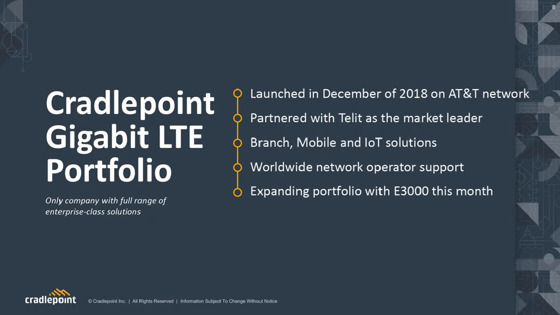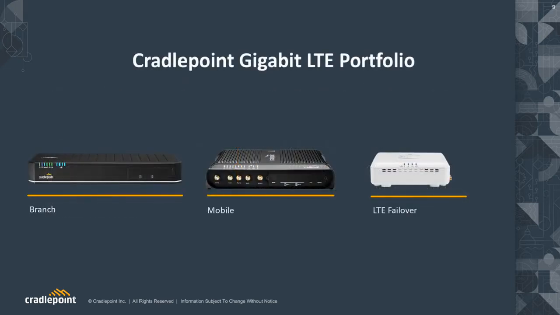And this month, we just announced our E3000, which has the Telit Cat18 modem in it, which has 2.3 gigabits of throughput capability that allows us to basically have our routers capable of supporting the large throughput that Gigabit LTE supports, and built with 5G optimization in mind, so that as we move to 5G, we'll be able to insert a 5G modem into that as well. And as I mentioned, we do have different form factors that are really fit for purpose, whether it's branch, whether it's mobile, or whether it's failover. So even if you're using wired and you want to use Gigabit LTE as a failover source, that capability exists.